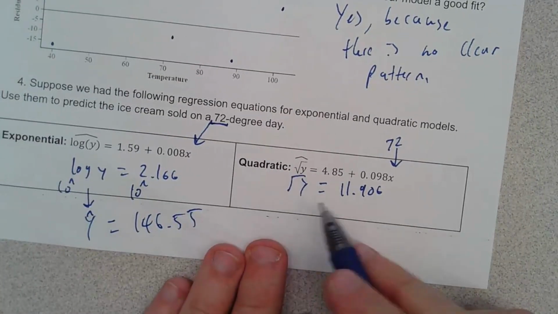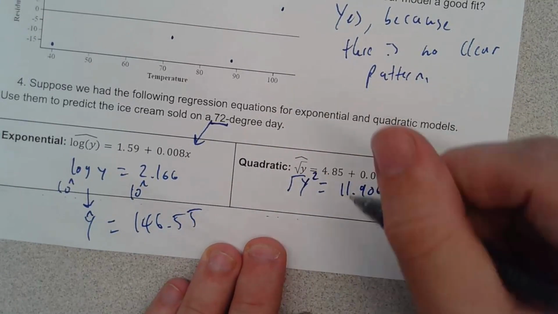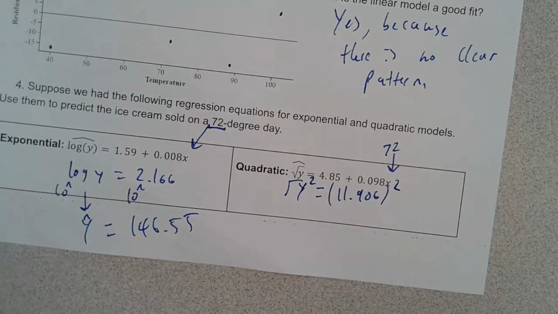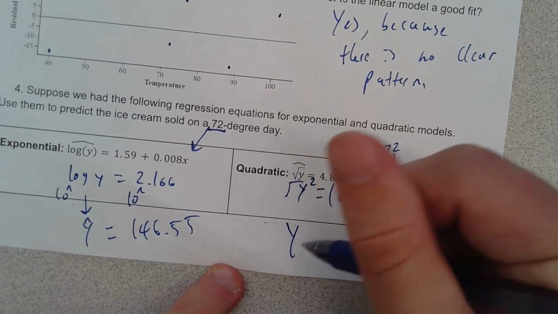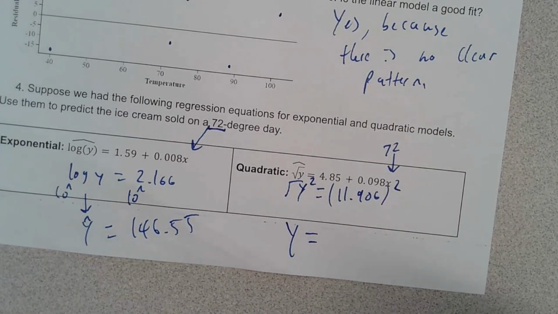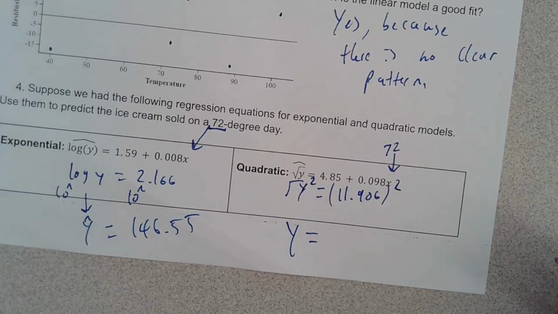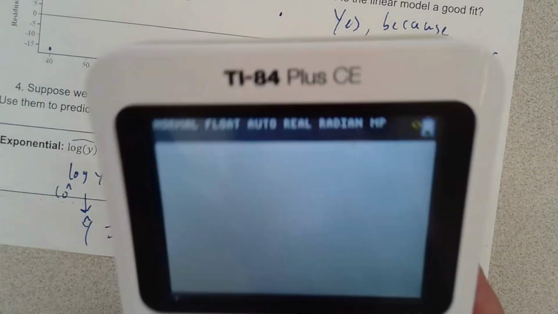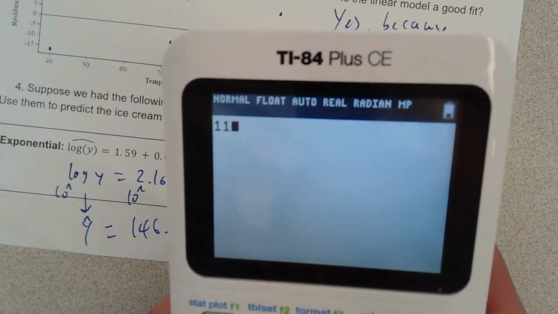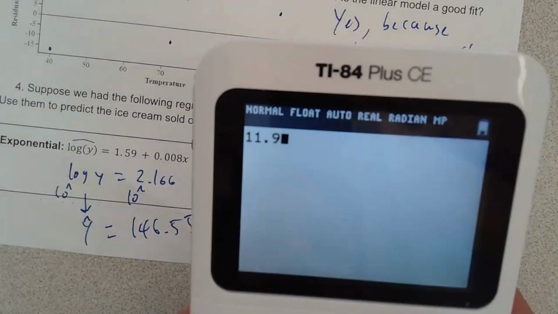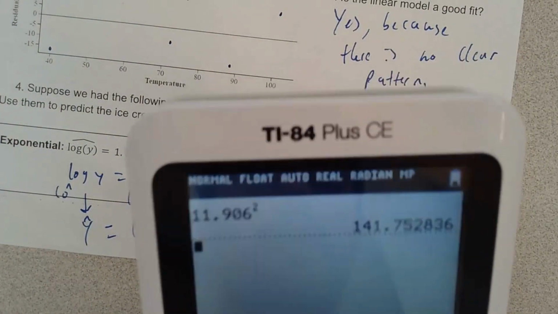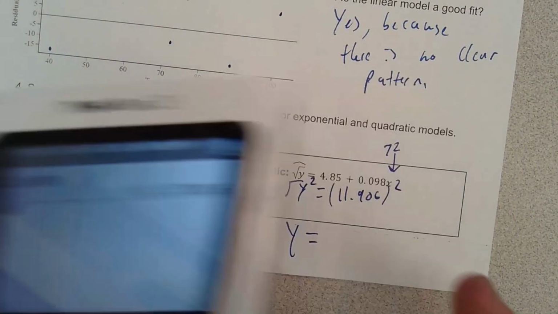Here, to get rid of that root, I have to square both sides. So that will undo that square root. So 11.9 squared is 141, or I'll do the whole thing. 11.906 squared is 141.75.